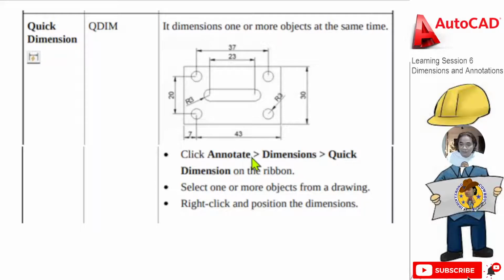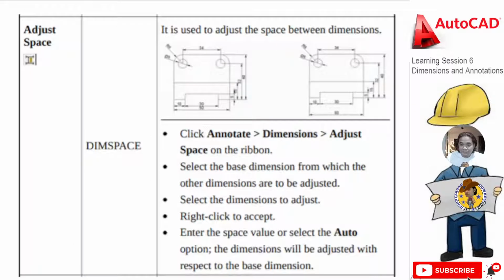Okay, so click Annotate, Quick Dimensions in the ribbon. Select one or more objects from a drawing. Then right click and position the dimensions. Okay, for Adjust Space, you can type DIMSPACE in the command line as a shortcut key.